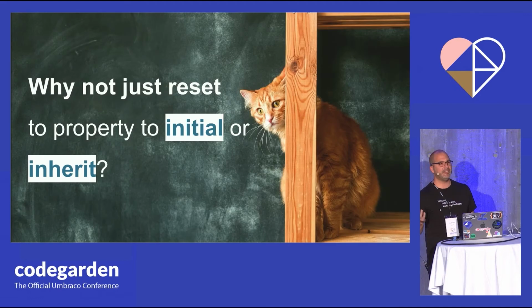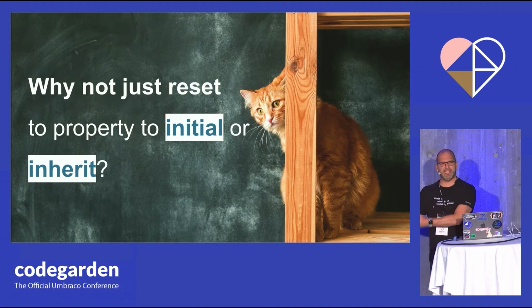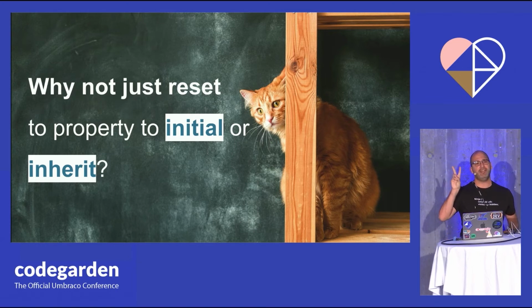And maybe you're asking yourself, if the unset value sometimes behaves like initial and another time behaves like inherit, why not just use the initial or the inherit value instead? Why do I need another value that sometimes behaves like initial and sometimes like inherit? We kind of have two good reasons to use the unset value.